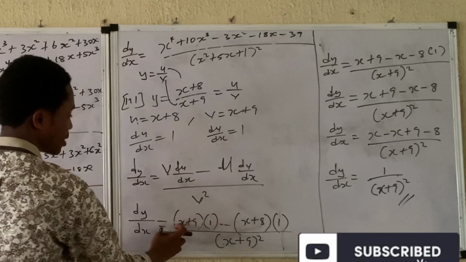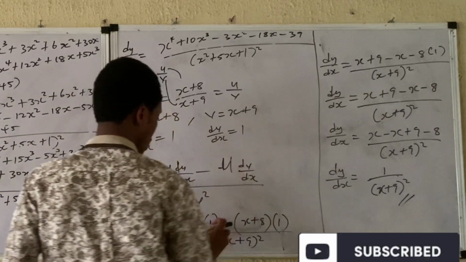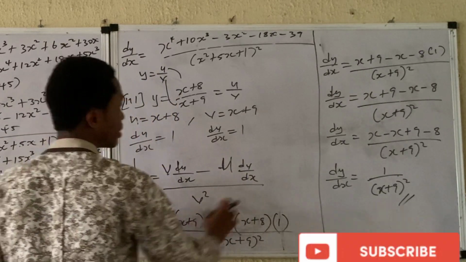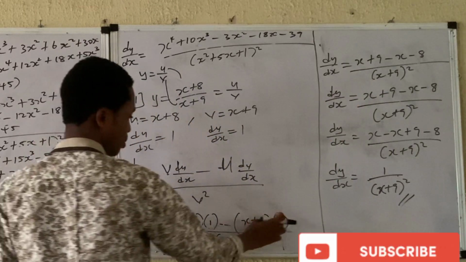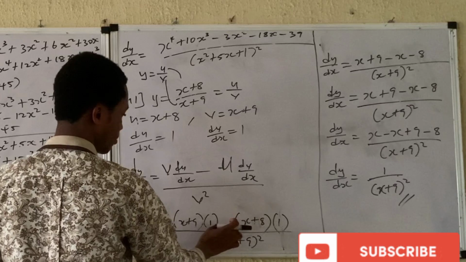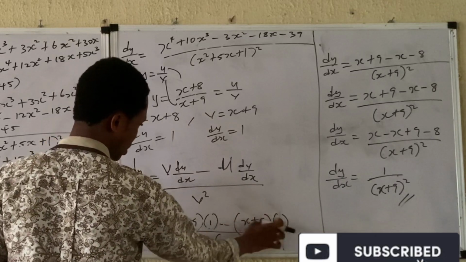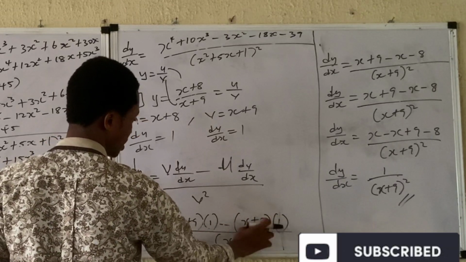So 1 times x will give us x, right? 1 times 9 gives us 9. Now 1 times x will give you x, right? 1 times 8 will give you 8. We get the same, right? 1 times x will give you x, 1 times 8 will give you 8.